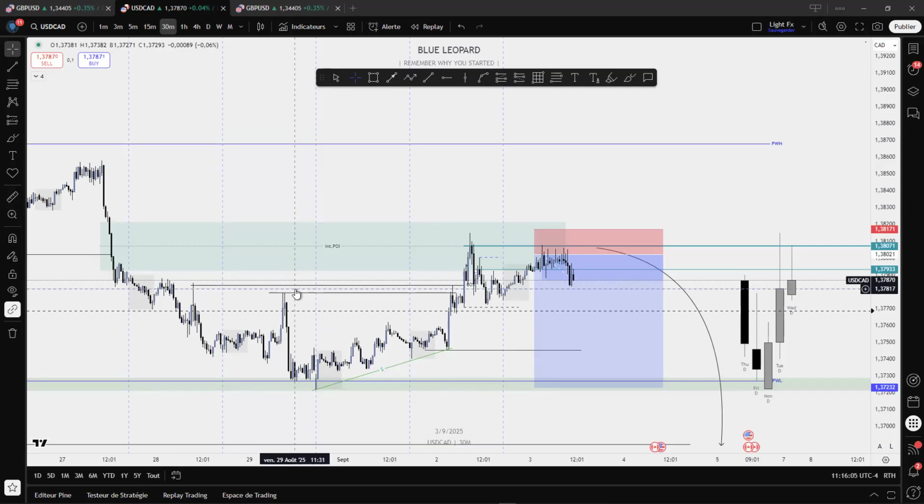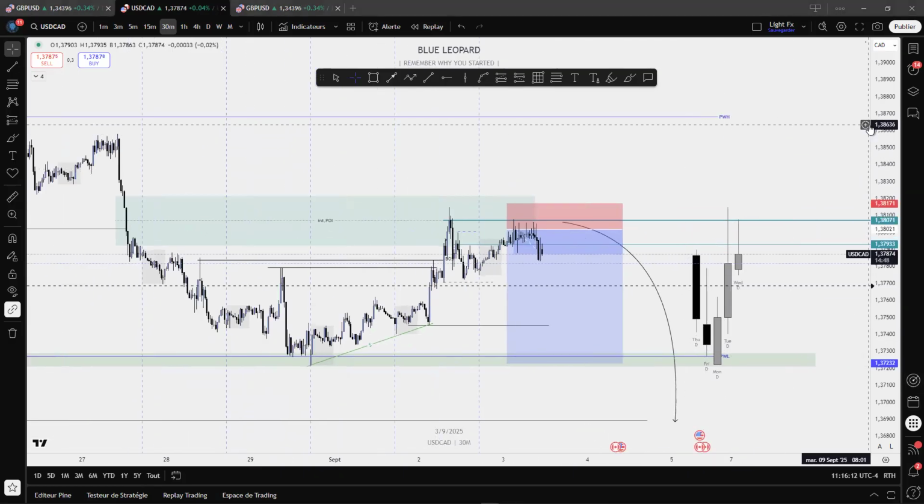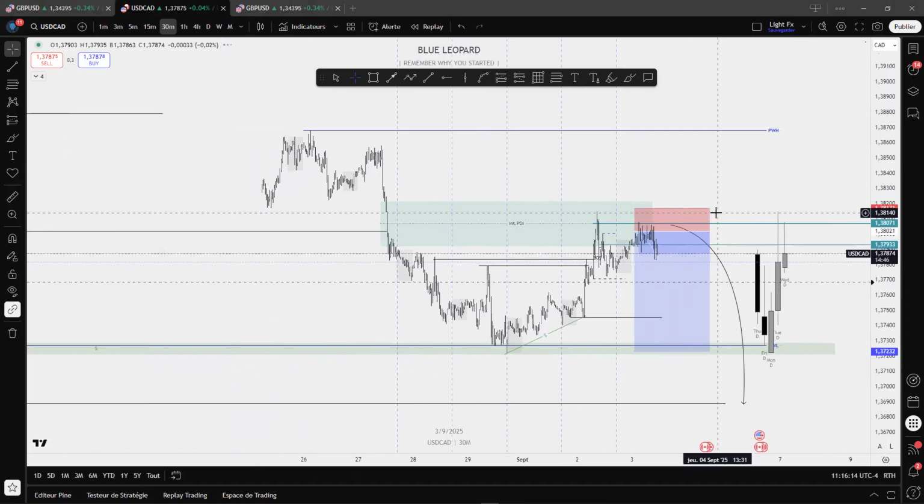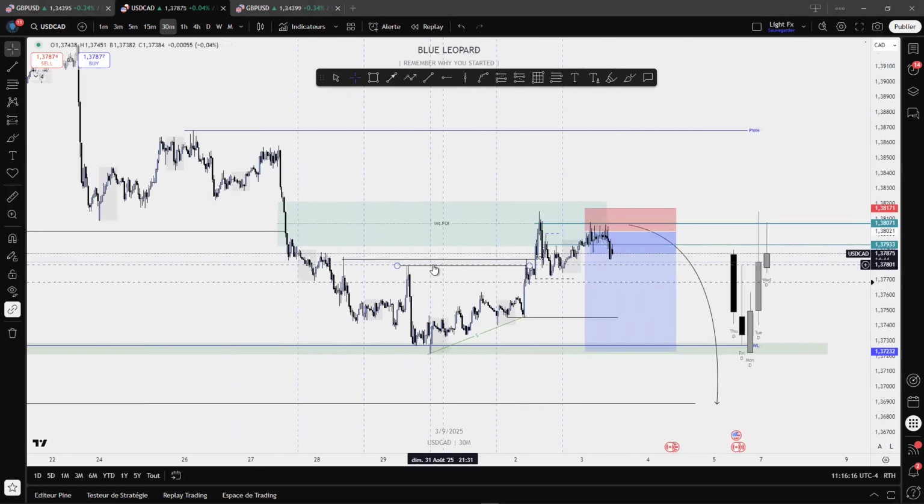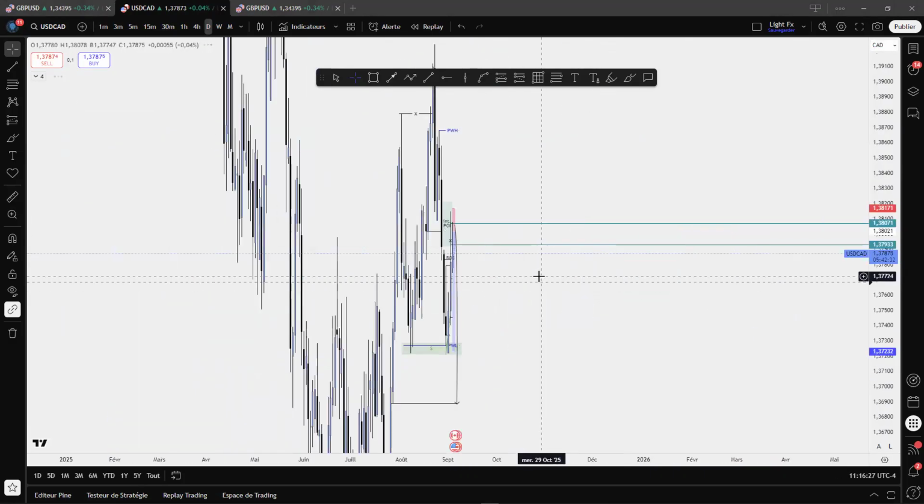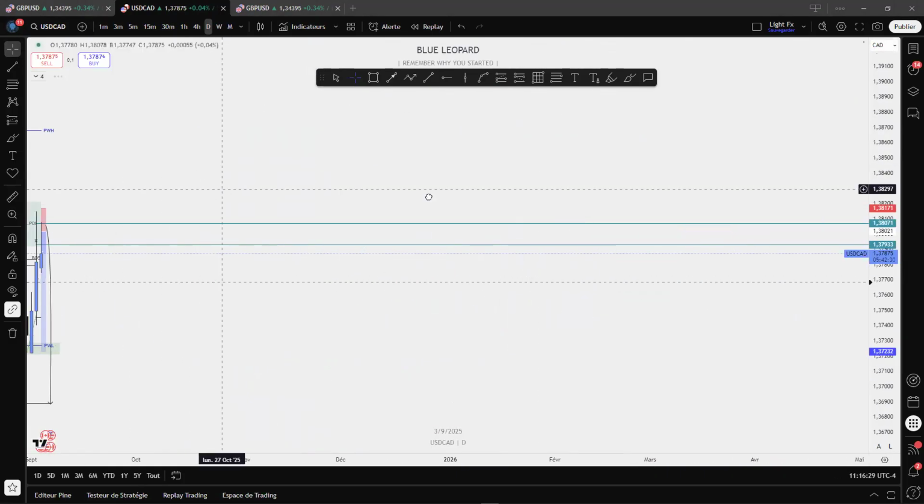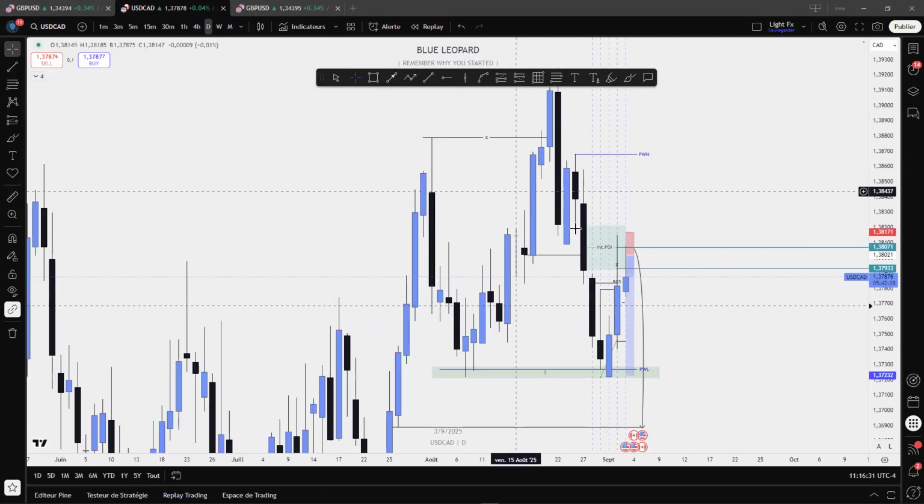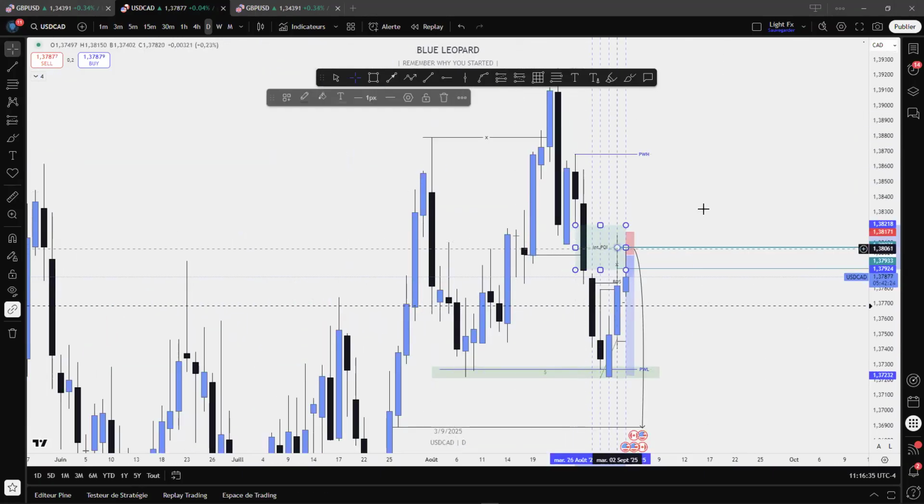Okay, so the first thing I want to show you here, you see, this is the setup I explained to you, and this is what is happening today. I told you Monday and Tuesday can create the reversal, and on Wednesday we are going to follow up. And look where Monday and Tuesday went. They went straight into this point of interest. You can see it on an hourly. It's a fair value gap.